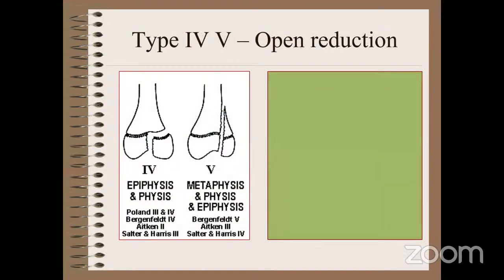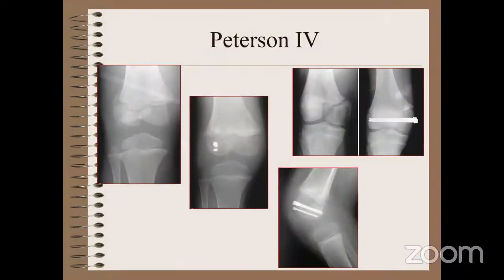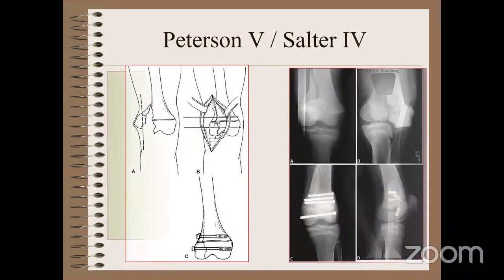Type 4 Peterson, also type 5, will need open reduction because you need to restore articular congruity as well as fascial congruity. Okay, so I have showed you this in ankle injuries. If you do a closed method, you have to make sure that there is no interposition and an arthrogram to confirm articular congruity. Okay, so Peterson 4 injury, intrafascial screws across the physis, anteroposterior or lateral, depending on the situation. Examples again, use cannulated screws and get accurate open reduction.